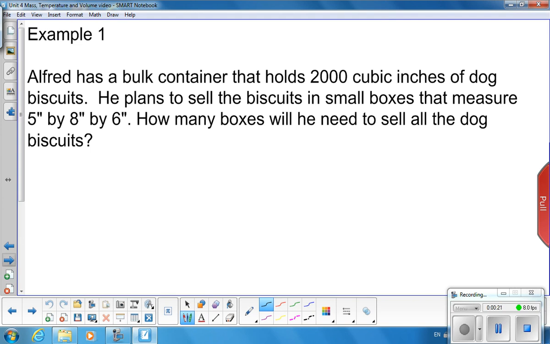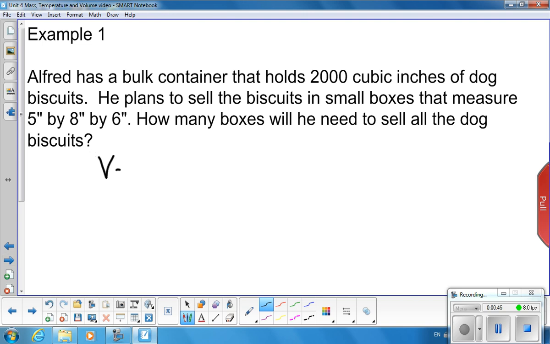Alfred has a bulk container that holds 2,000 cubic inches of dog biscuits. He plans to sell the biscuits in small boxes that measure 5 inches by 8 inches by 6 inches. How many boxes will he need to sell all the dog food? So let's start by figuring out how much one small box can hold.